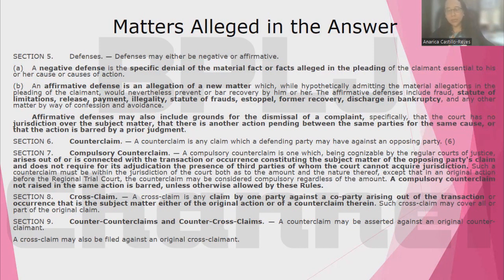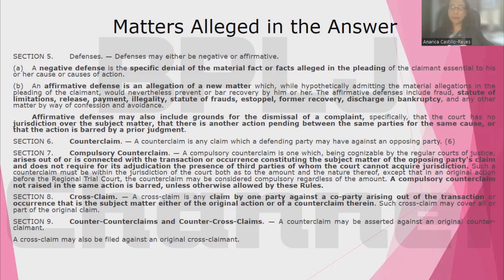It is one which arises out of or is connected with a transaction or occurrence constituting the subject matter of the opposing party's claim and does not require for its adjudication the presence of third parties with whom the court cannot acquire jurisdiction. A compulsory counterclaim not raised in the same action is barred unless otherwise allowed by these rules.